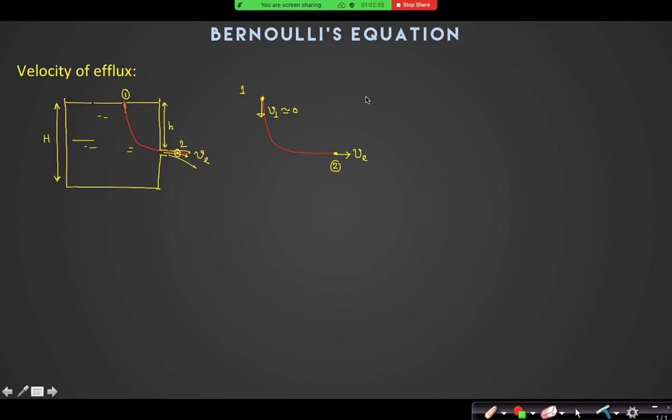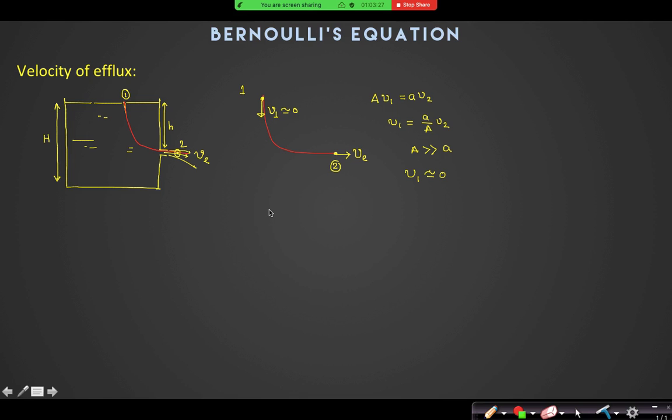Why? Because there is negligible change in level of water. If capital A v1 is equal to small a v2, then v1 is equal to small a by capital A v2. Now capital A is much larger than small a. You have punched a very small hole. So in that way, can I say v1 is negligible compared to v2?